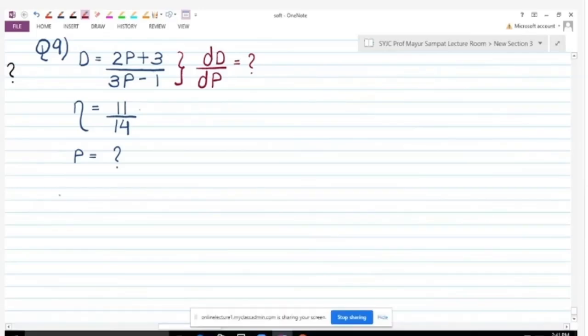You can simplify the given sum by using the formula: eta is equal to minus P upon D into dD by dP. Look, you have eta, you have D, and you have dD by dP. So you can easily get the value of price.